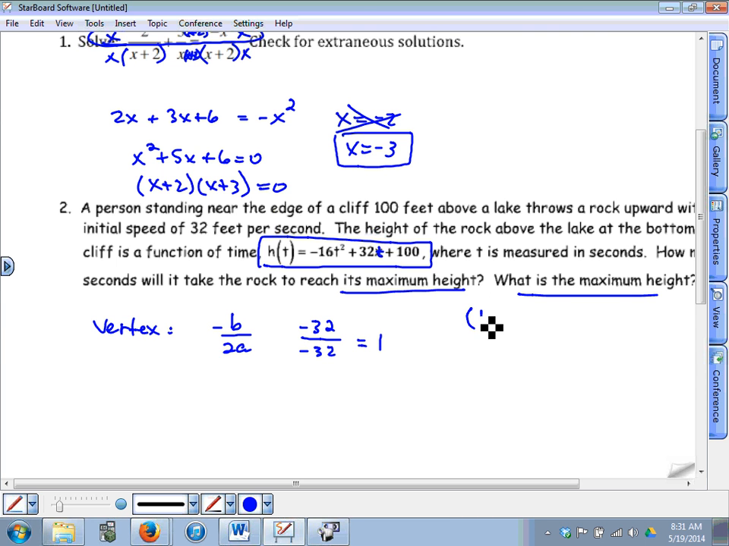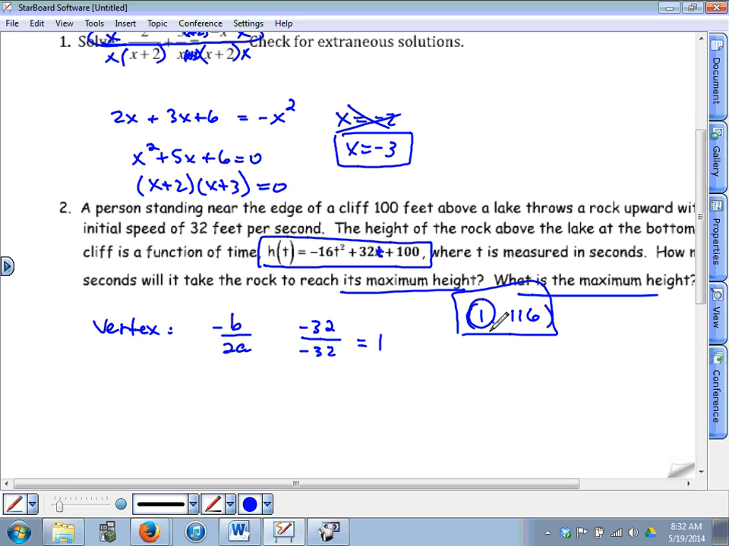This formula gives you the x value of the vertex. So we know that there's a 1 right there. How do we find the other value? We plug it in. So if you plug in a 1 for t, you get negative 16 plus 32, which is 16. 16 plus 100 is 116. So that's the vertex. How do we interpret that, though?